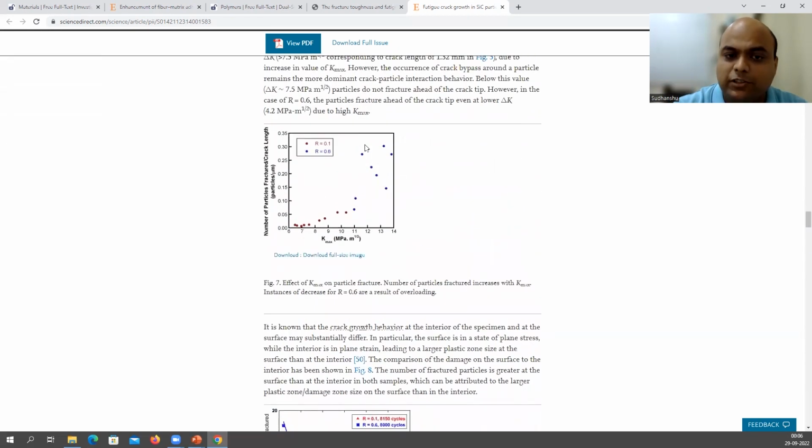And this is the plot I was talking about, the number of particle fractures per unit crack length. If you plot with respect to Kmax at R equal to 0.1, which is the red one, and R equal to 0.6, which is the blue one, you see that at high R ratio your Kmax is always going to be higher than at low R ratio, which is R equal to 0.1. So the number of particles fractured is always going to be higher at R equal to 0.6. And as you increase the crack length, Kmax increases at R equal to 0.1, so the number of particles is also going to be slightly higher.